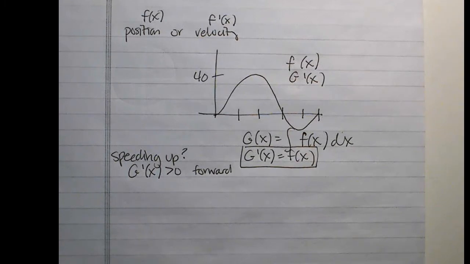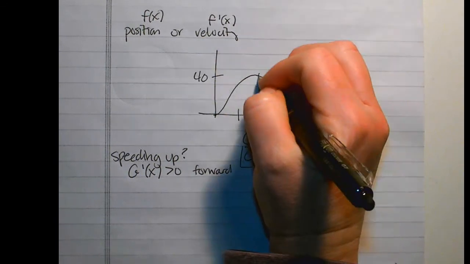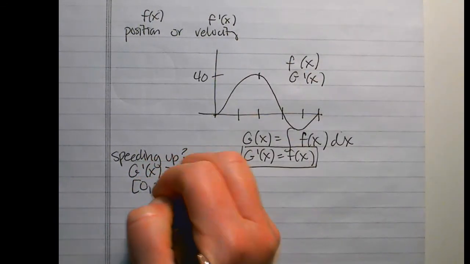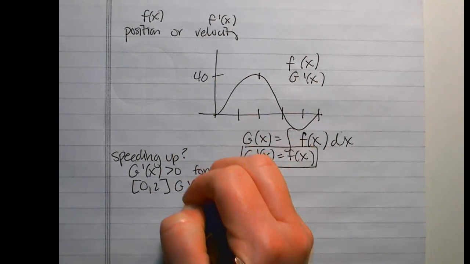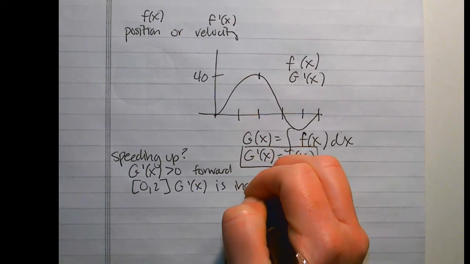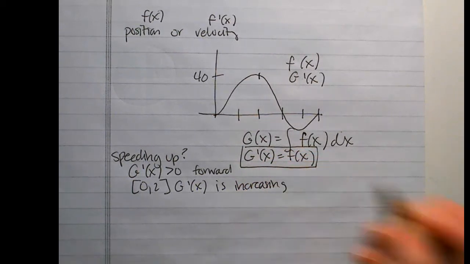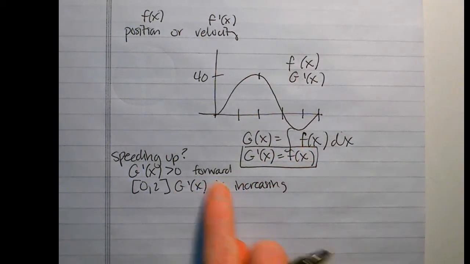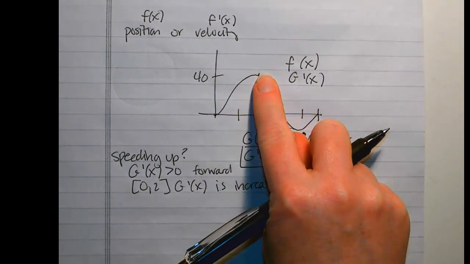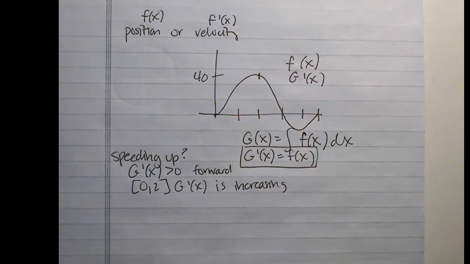So from, let's give it some intervals. Okay, so we'll call this 2. From 0 to 2, g prime of x is increasing. There's some calculus for us. So that means we were going forward and our slope is increasing. So we're speeding up here. Okay, what else?